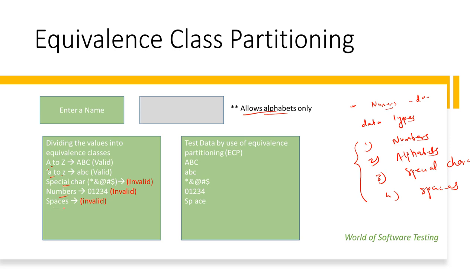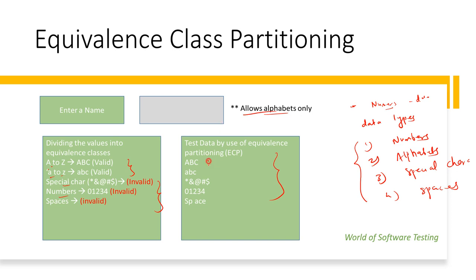Then the spaces, we can use the spaces as well, but here our requirement is to allow only alphabets. So here we can only use A to Z and small a to z, because those will be valid only, and then these all will be invalid. So with the help of the ECP technique, we can find out this data to check this text box.